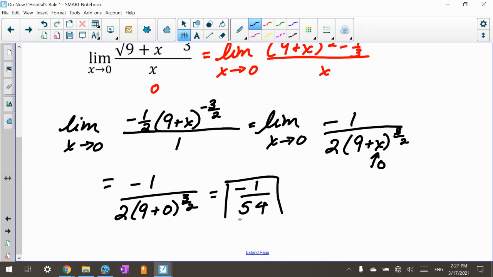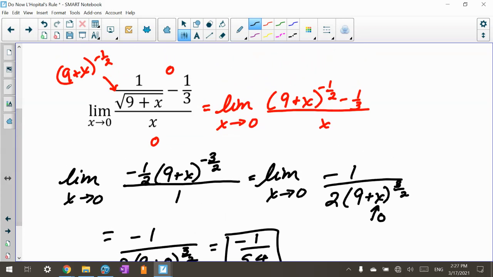So out of the two methods that I showed you algebraically, this is much shorter, and you can only use it because we had the indeterminate form of 0 over 0.